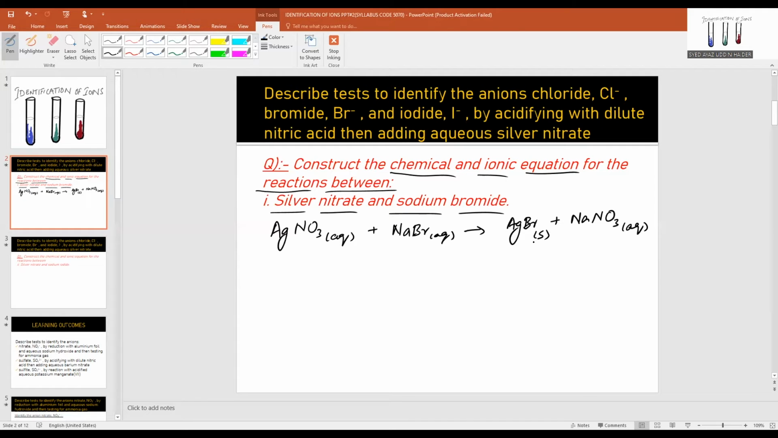So I will write ions of the compounds which are aqueous. It will be like this: Ag plus, I'm not writing aqueous here, and NO3 minus, Na plus, Br minus. I have to leave this one like this, AgBr. For your convenience, I will write aqueous for all these. These are aqueous.